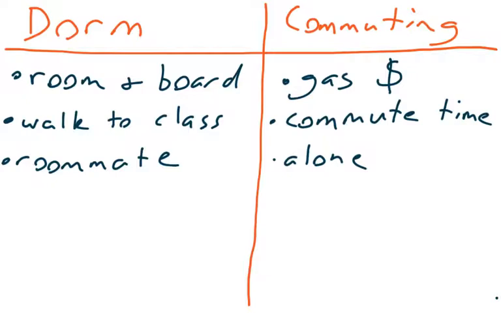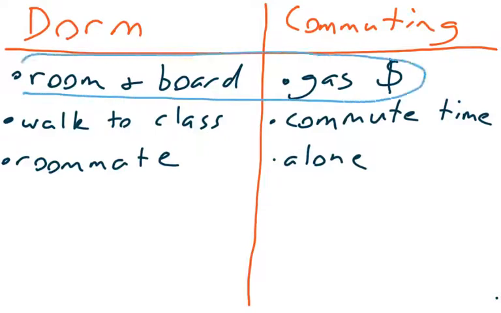For instance, in this case, I don't necessarily have articles to look at, but we will for our next example. Let's say that we're comparing living in a dorm when you go to college versus commuting, so driving to school every day. So maybe I want to compare this idea of costs. Okay, room and board versus gas money. So if you live at college, you have to pay for housing, so you have to pay for your dorm, and you're also probably going to have to pay for a meal plan. But if you're commuting, you don't have to pay for that, but you do have to pay for gas.